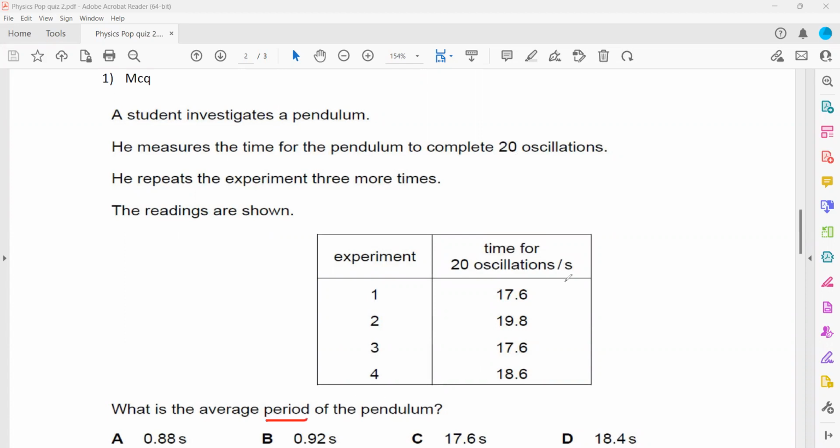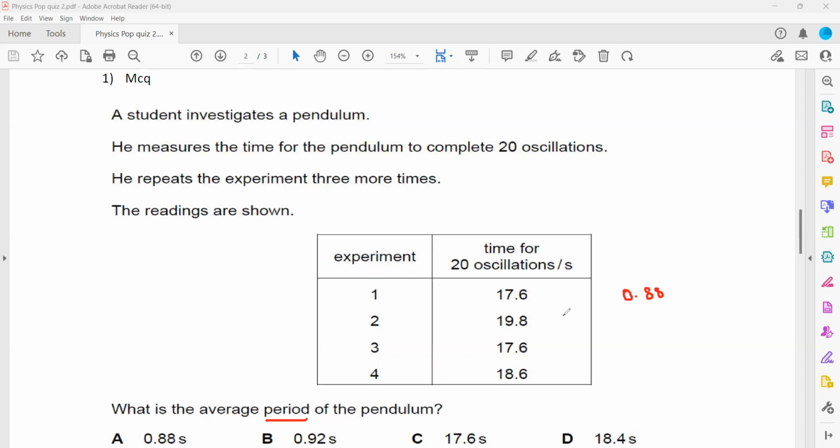So first, this is the time for 20 oscillations. What we need is an average time period. So first, what will be the time period? Because 17.6 is the time for 20 vibrations, the time for one vibration will be 17.6 divided by 20, which equals 0.88.